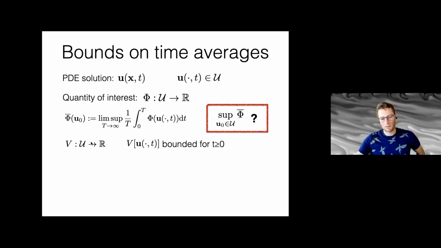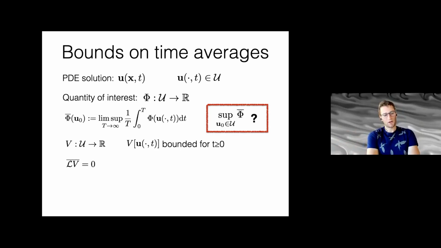In particular, I'm going to require that V is something that I know to be bounded forward in time. For instance, if V is just the L2 energy, in many configurations of Navier-Stokes it's possible to show that the L2 norm remains bounded forward in time, even if you don't know that you have well-posedness, because this would require boundedness of a different norm.